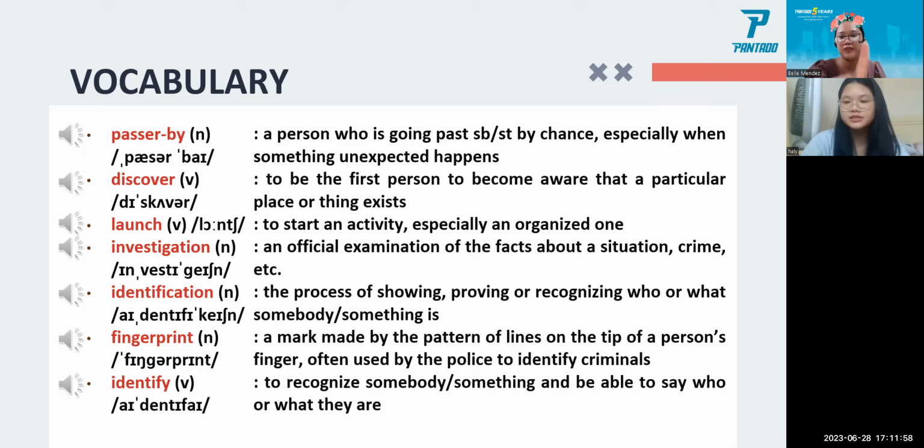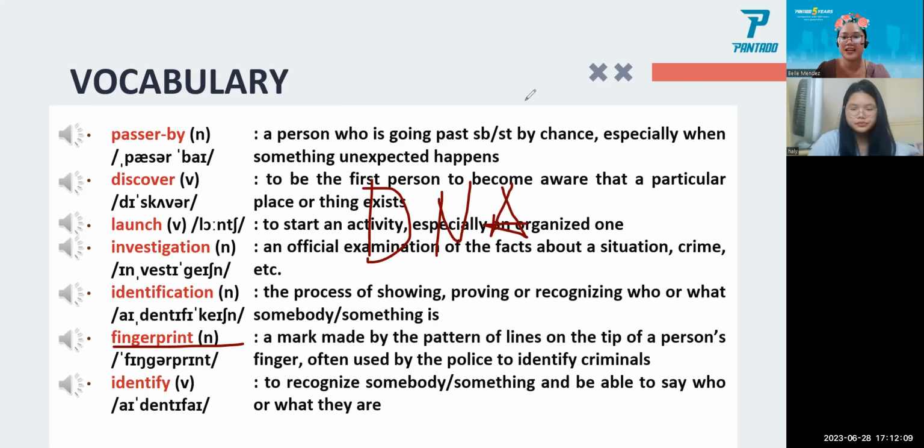By fingerprint, somebody knows you. The police use your fingerprint and DNA. Do you know about DNA? Yes. That is identify, all right?